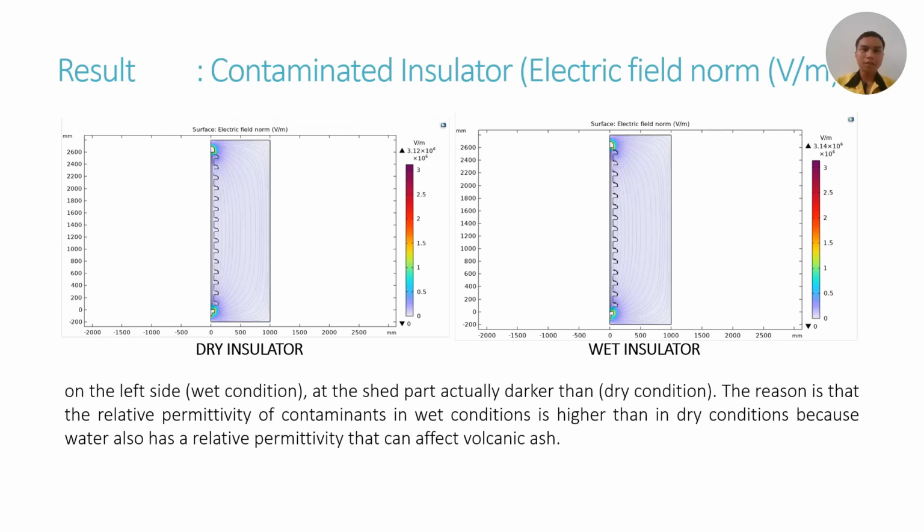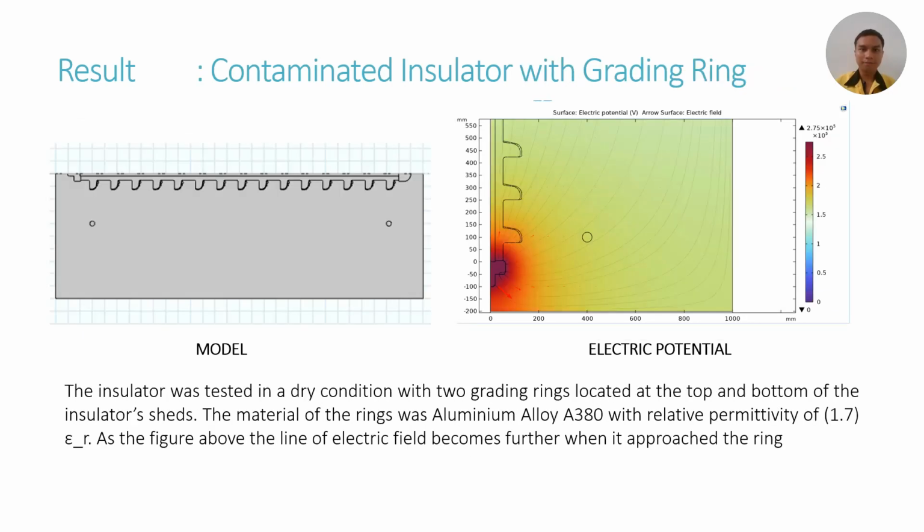The next is the contaminated insulator electric field normal, V per m. On the right side, in wet condition, the shade actually is darker than in dry condition. The reason is that the relative permittivity of the contaminant in wet condition is higher than in dry condition, because water also has relative permittivity that can affect the volcanic ash.